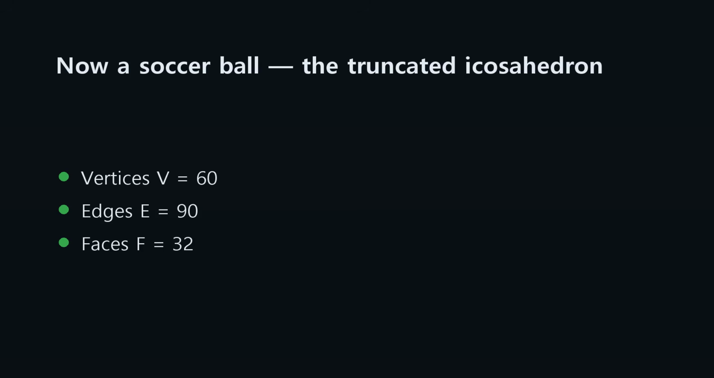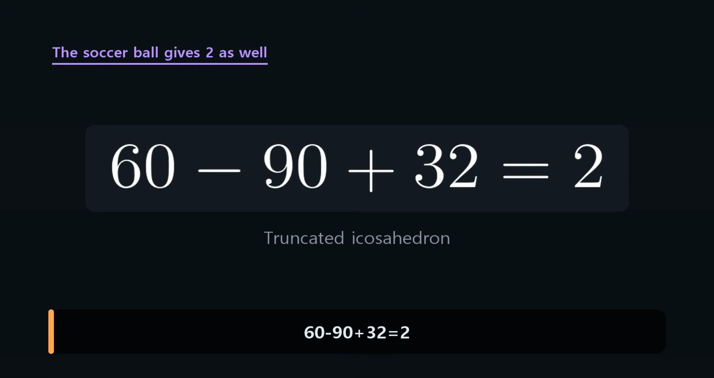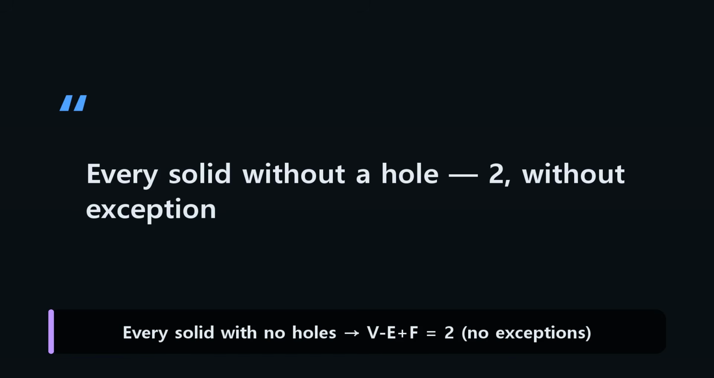A coincidence? This time a soccer ball. 60 vertices, 90 edges, 32 faces. 60 minus 90 plus 32. And the answer once again is 2. A triangular pyramid or a diamond with tens of thousands of faces. As long as the solid has no holes, the answer is always 2.